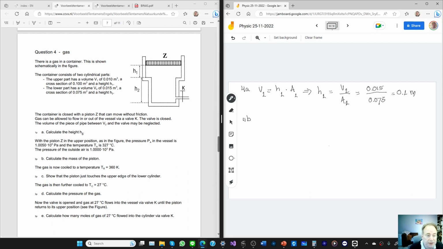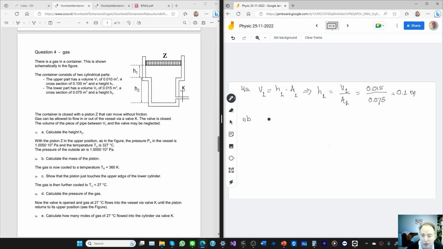With the piston Z in the upper position, as in the figure, the pressure PA in the vessel is given here, and the temperature given here. We call it T sub A. The pressure of the outside air is this. Calculate the mass of the piston.